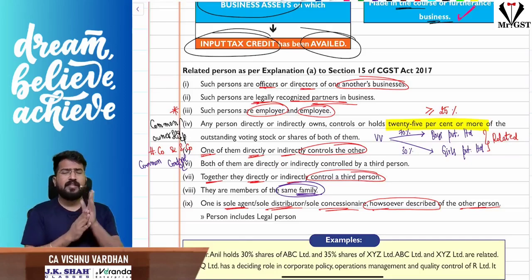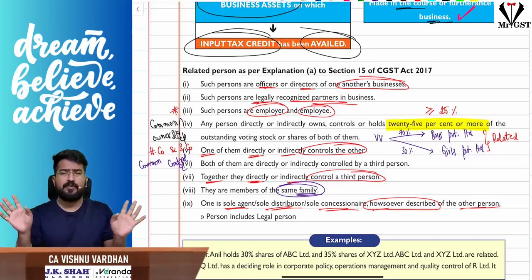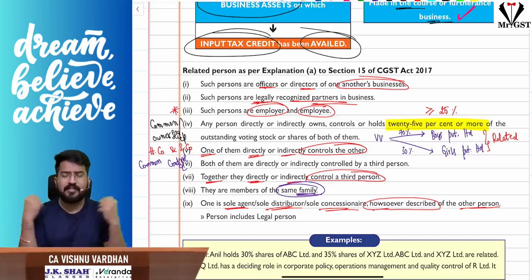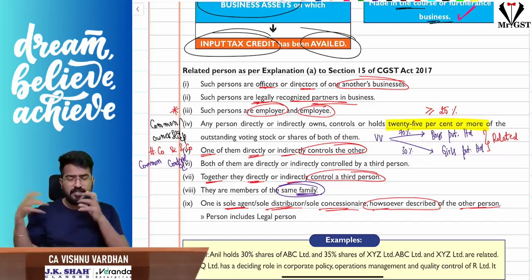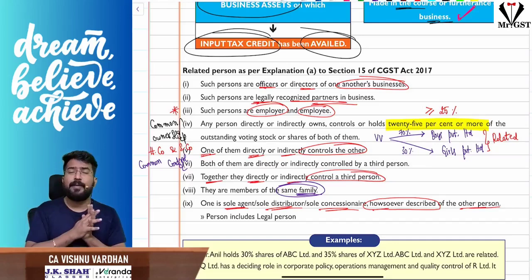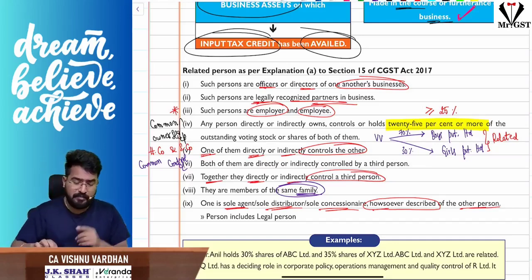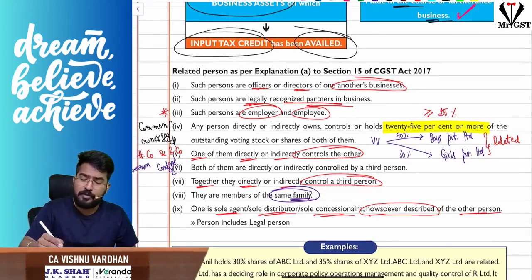So what is that? These 2 people, Vishnu and Vamsi, officers or directors of one another's business, we are calling them as related. These 2 people are legally recognized as partners. Vishnu and Vamsi both are partners in a partnership firm. Or employer and employee, we call them as a related person. Mark that employer employee important, because we'll have a detailed discussion about that employer employee concept.